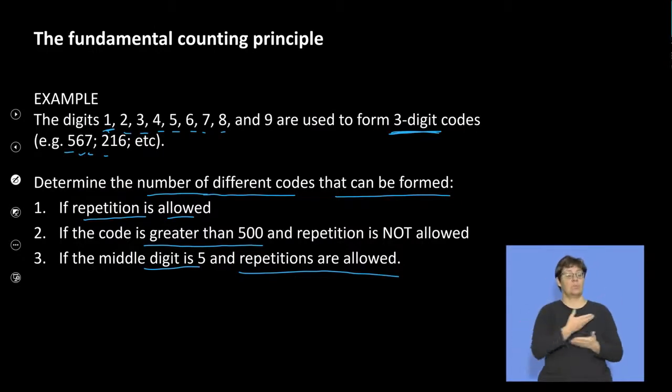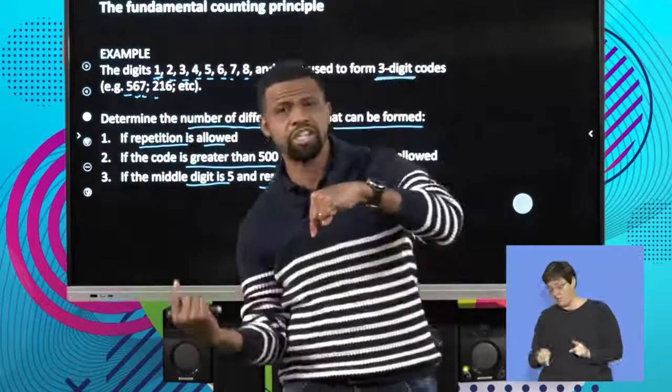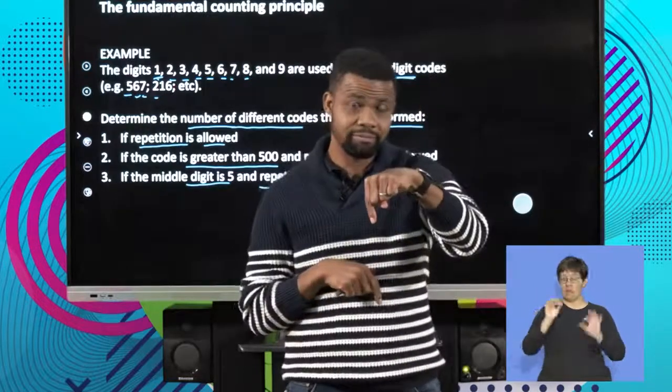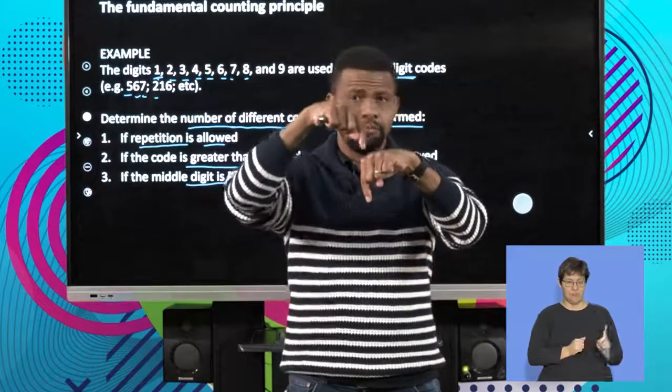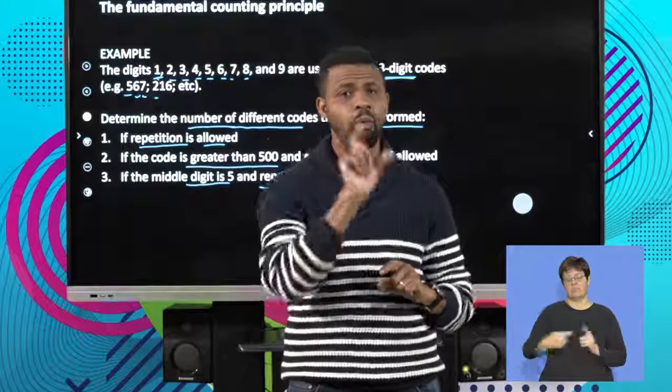So I want to start a 3-digit code, but the middle number must be 5. Then I can put any number first or last. But now repetition is not allowed. That's very important. So I cannot have 1, 5, 1, because if I have 1, 5, 1, I've repeated 1.